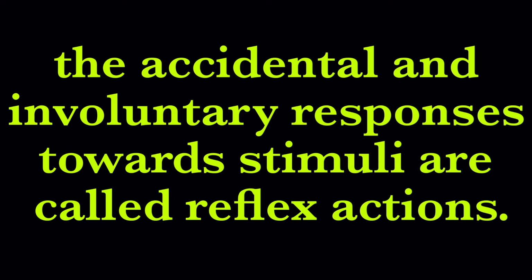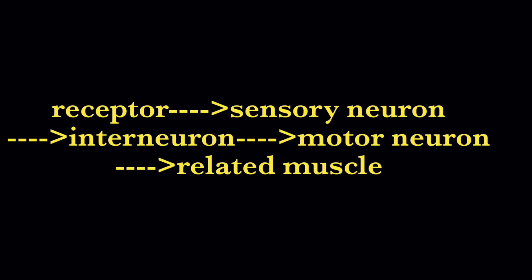There are reflex actions which are controlled by our brain also. For example, when a bright light falls on our eyes, we close our eyes. This is controlled by the brain. The path of impulses traveled in a reflex action is called the reflex arc.